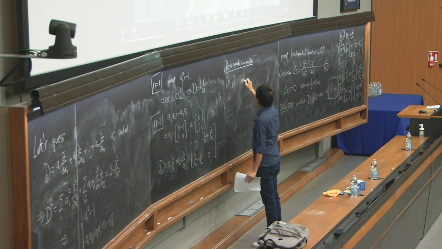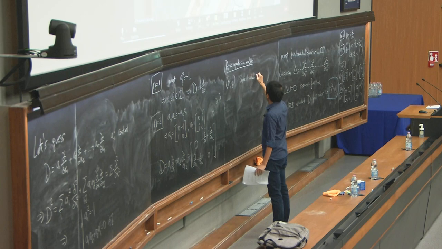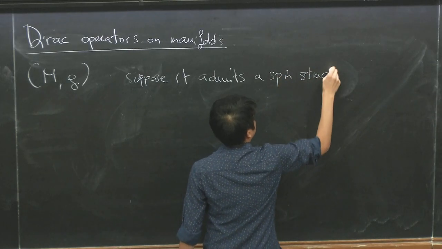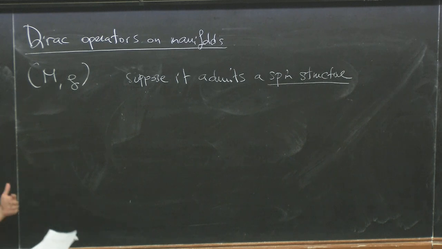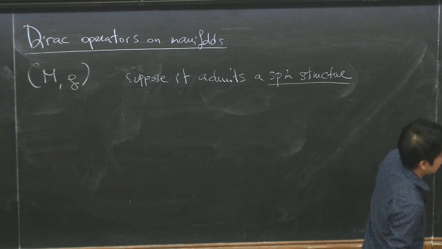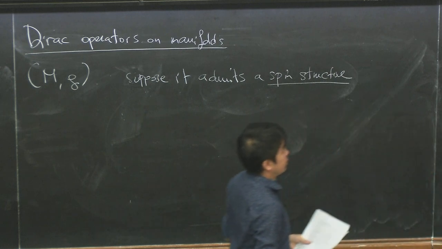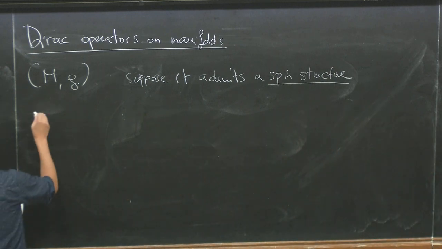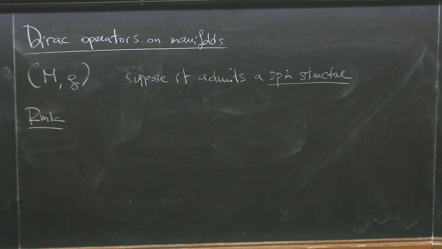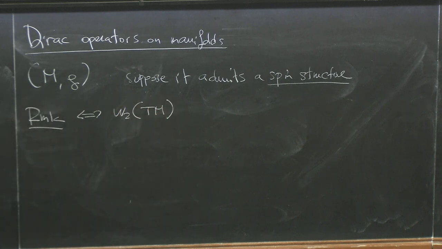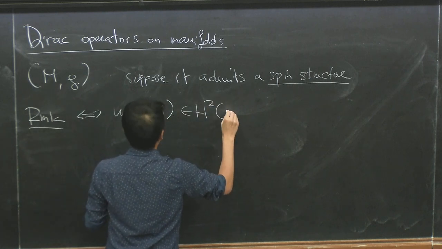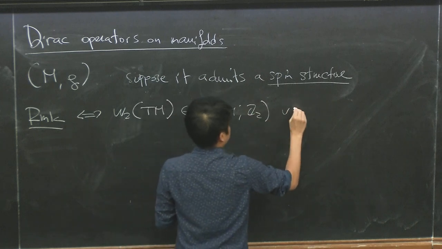Suppose it admits a spin structure. I won't even define what a spin structure is. It's something about taking square roots of your bundle, which makes sense because here we're taking square roots of your most fundamental operator on your manifold, the Laplacian. But let me tell you how to check if a manifold admits a spin structure. This is if and only if the second Stiefel-Whitney class of the tangent bundle, which is an element in H^2 of M with Z/2 coefficients, vanishes.